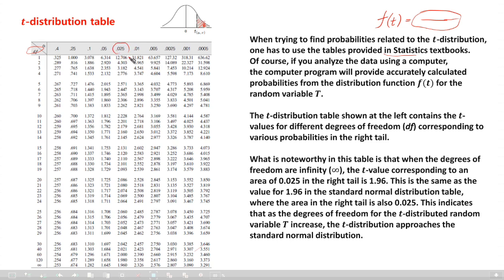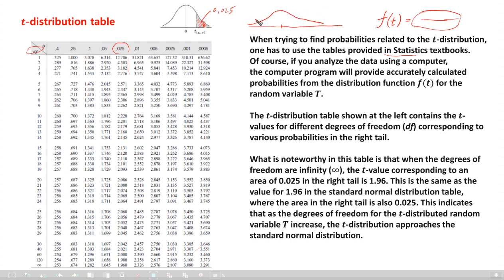Let's see, 0.025. Let this part be 0.025, then for degree of freedom 1, the value is 12.706, and for degree of freedom 2, 4.303. Okay, as degree of freedom increases, the value gets smaller, smaller, smaller. In other words, the t distribution like this is fat-tailed and symmetric.